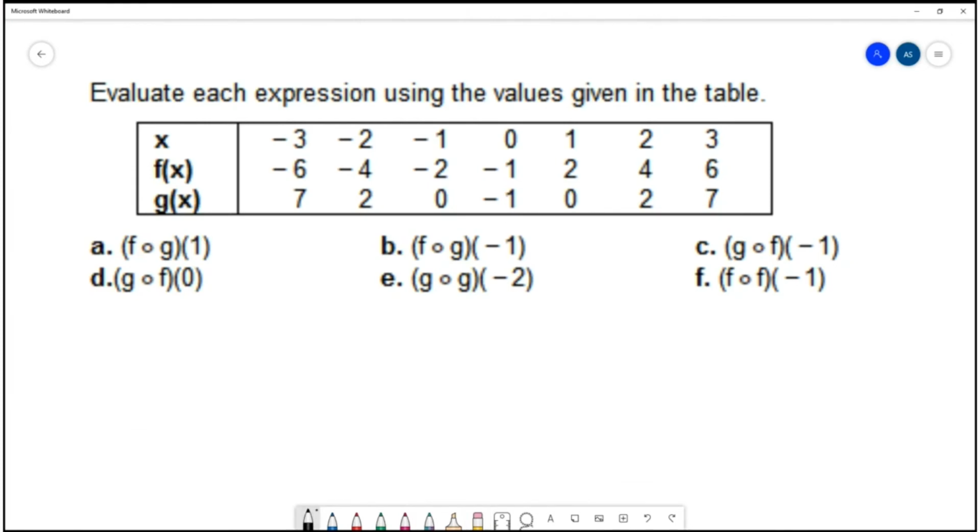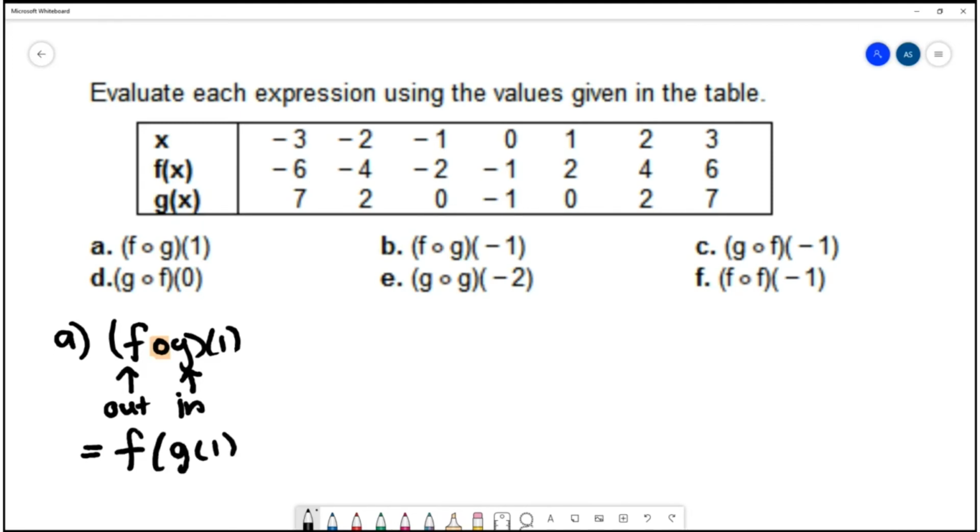In part A, we want to find f composed with g of 1. So this operation here is composition, and this operation is where we substitute one function inside of the other function. The function that's before our composition symbol is our outside function, and the one that is after our composition symbol is the inside function. So this is the same thing as f of g of 1.